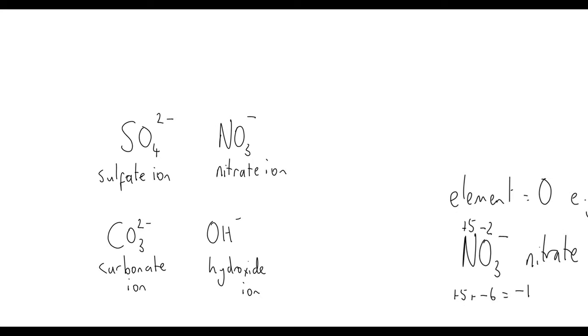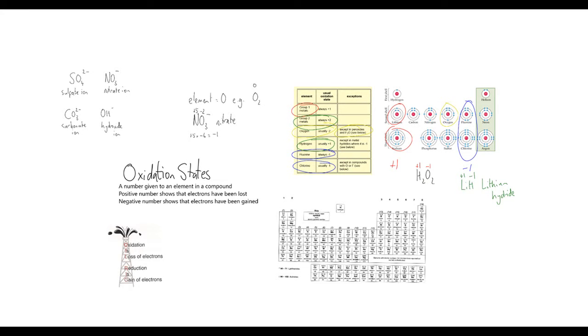Okay, so oxidation states show if electrons have been lost or gained when a compound is formed. Just some key tips are to use the periodic table to help you work out whether or not electrons are being gained or lost.